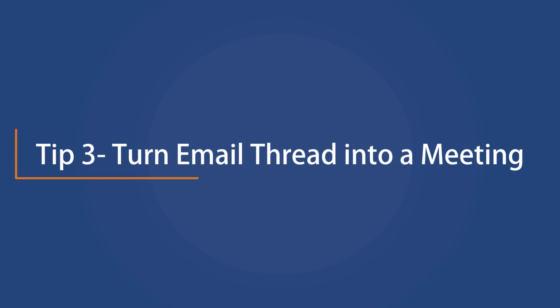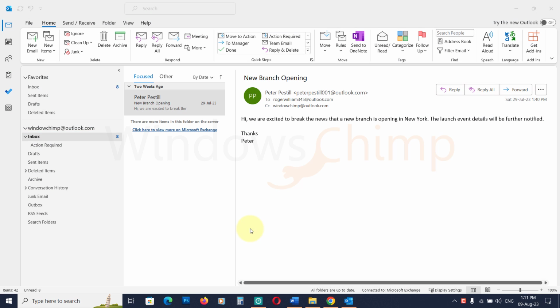Turn email thread into a meeting. In Outlook, you've got this fantastic feature where you can turn an email thread into a meeting with just a few clicks. It's a real time saver. Imagine you receive an email from someone and you think, hey, this topic needs more than just back and forth emails. We should have a meeting about it. No worries. Outlook has your back.